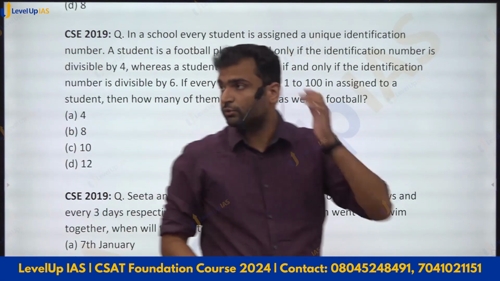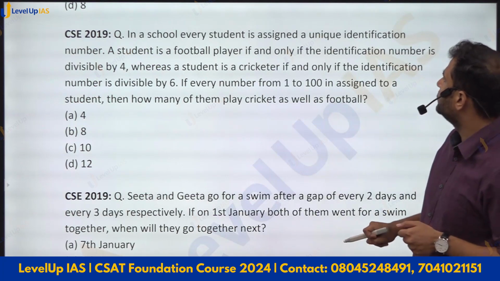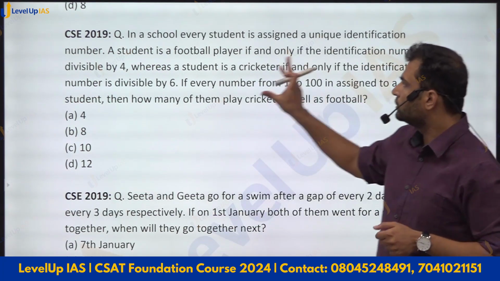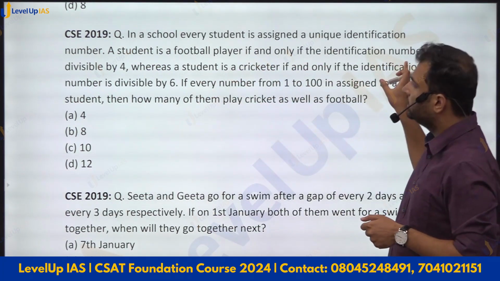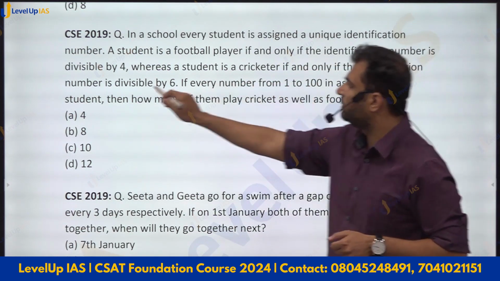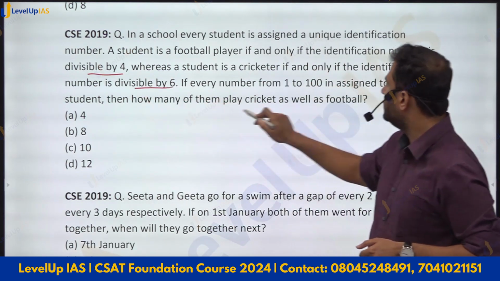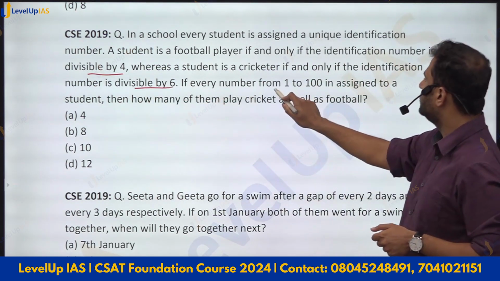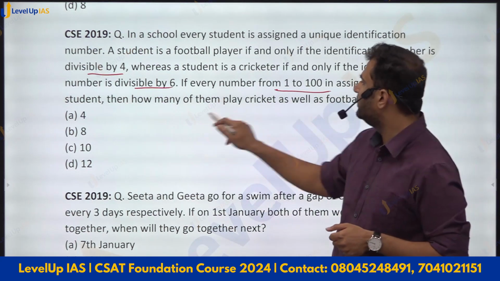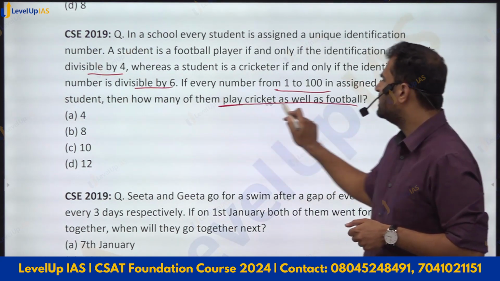Let us see the next question. In a school, every student is assigned a unique number. A student is a football player if and only if the identification number is divisible by 4, and a cricketer if divisible by 6. If every number from 1 to 100 is assigned to a student, how many of them play cricket as well as football? Very simple.